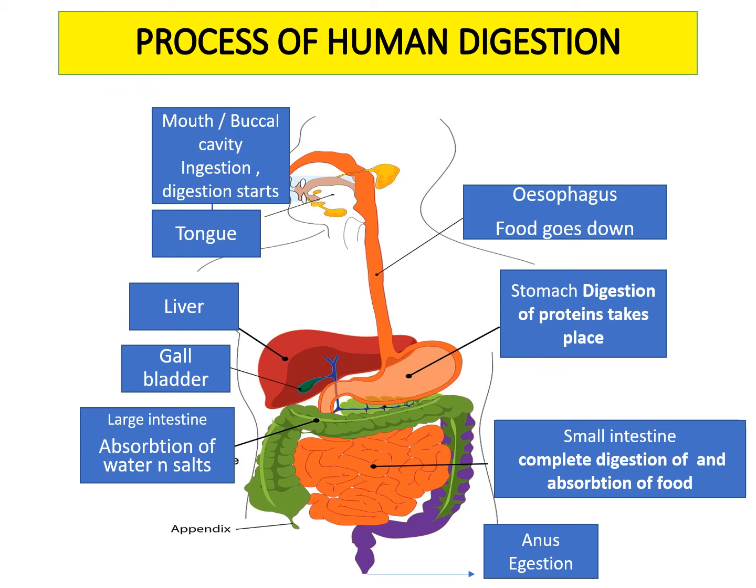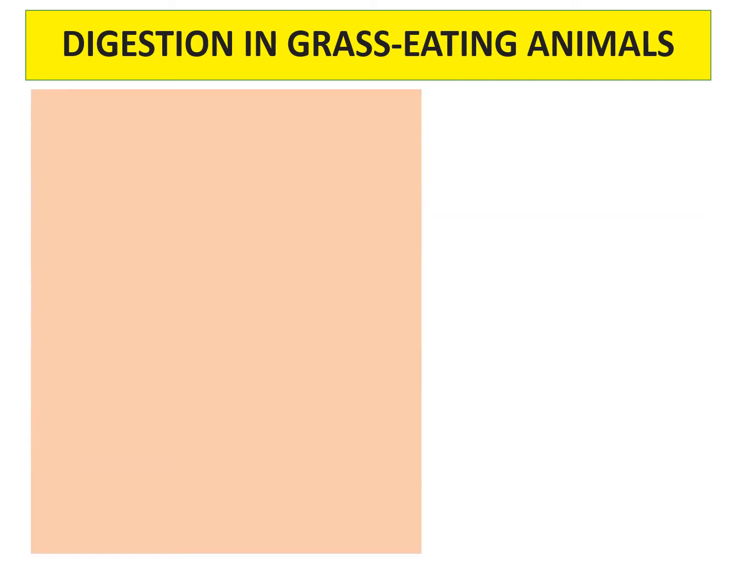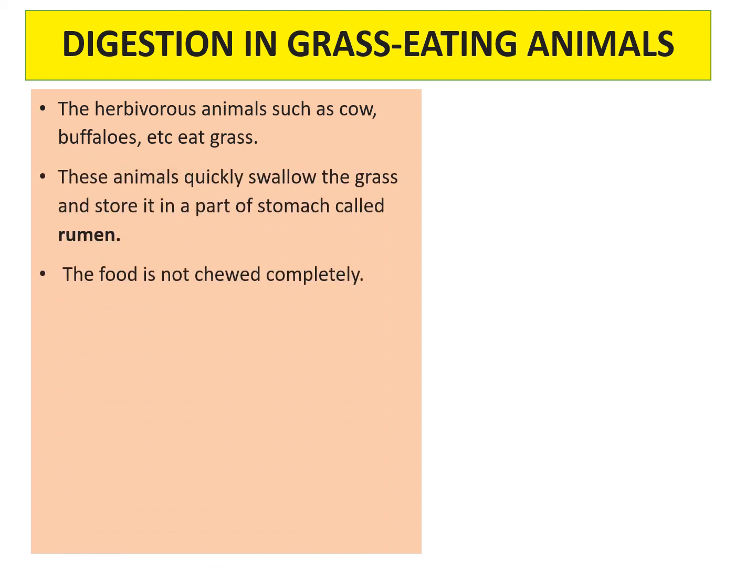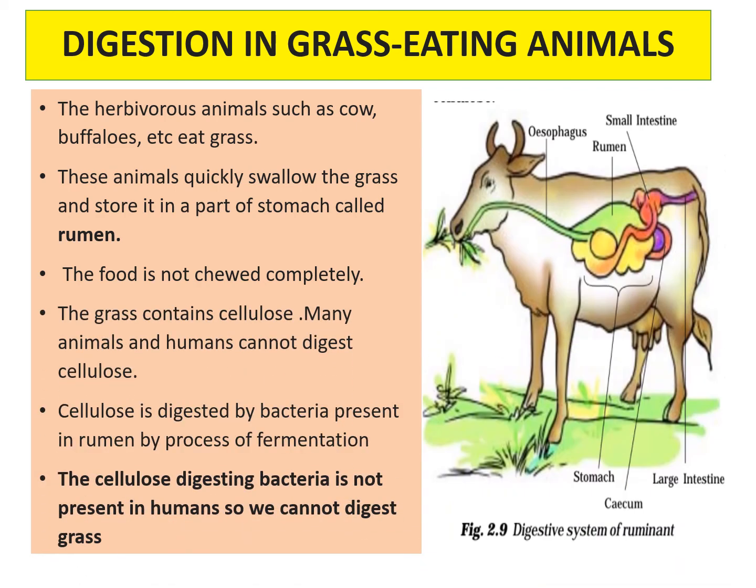Now students, we have learned the process of human digestion. We will learn how the digestion in the grass eating animals occurs. The herbivorous animals like cow, buffaloes, they eat grass, hence they are called herbivores. So these animals quickly swallow the grass, right? And they store it in a part of the stomach, this is known as rumen.